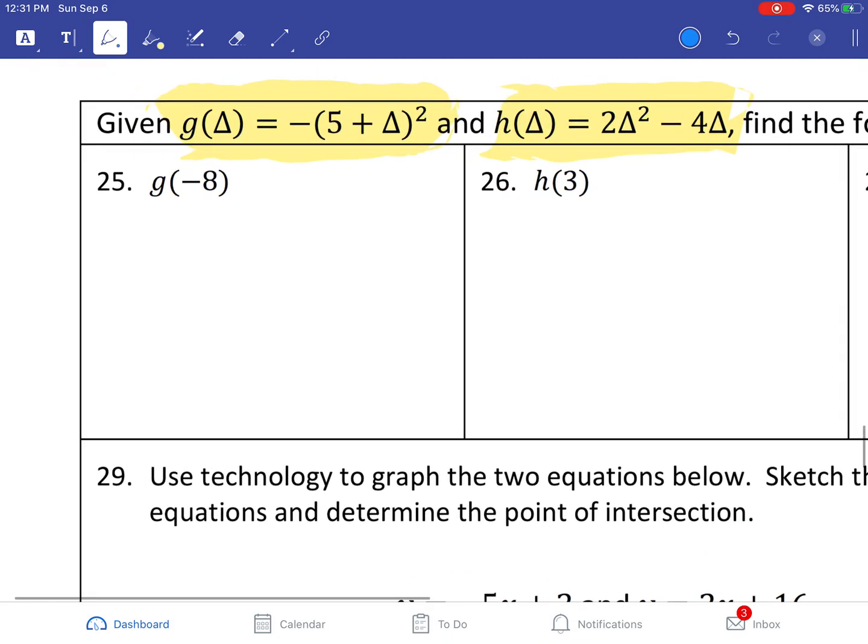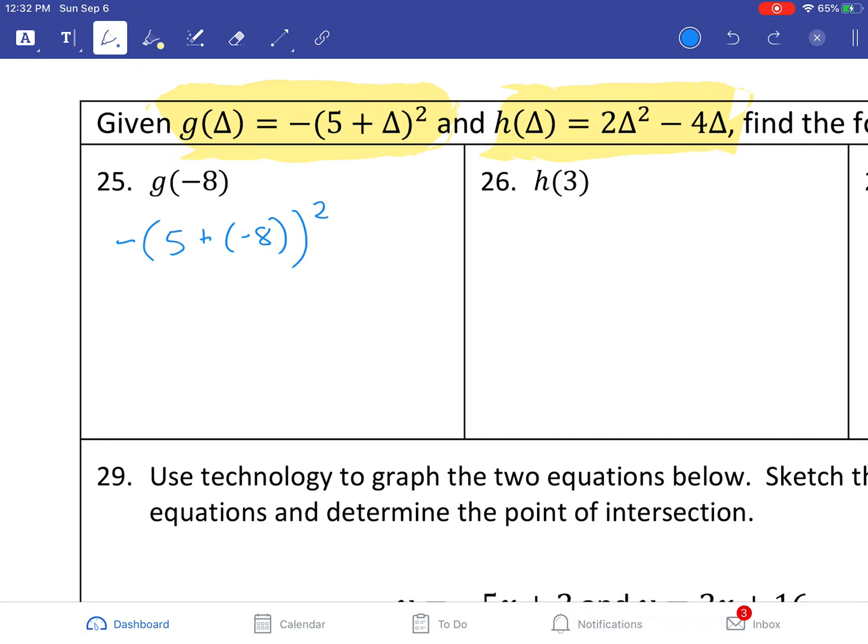So if we rewrite the expression, negative 5 plus, instead of the triangle, I'm going to put in negative 8 in its place, squared. Okay, and notice I just replaced the triangle with a negative 8, and I just put it in parentheses. Everything else is the same. I've changed nothing else. I'm not multiplying. I'm putting that negative 8 into this spot.